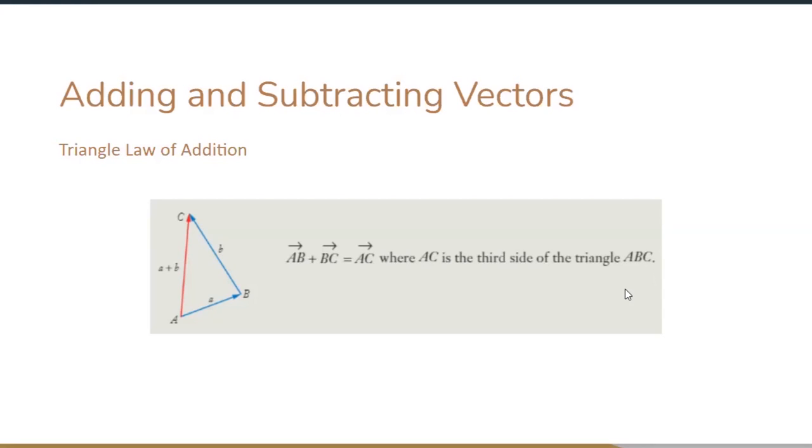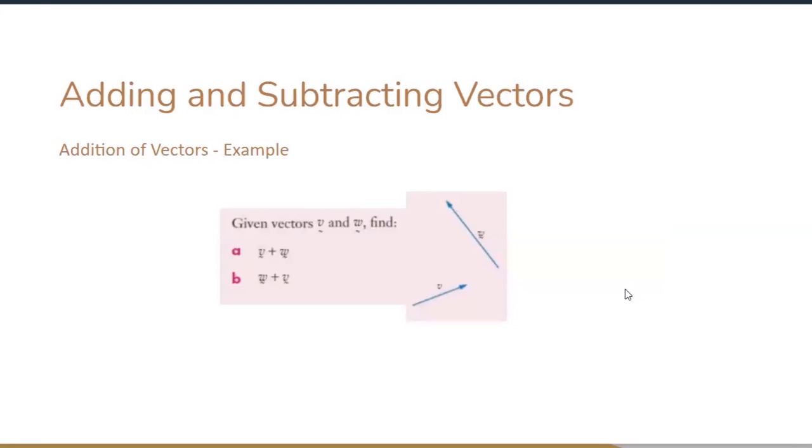So this is a really easy way to add vectors, and this lets us do all sorts of things later on in given scenarios, such as someone walking in one direction and then walking in another direction, and we can find out where they are at the end. It's just really useful. So moving on to some examples of how we do this.